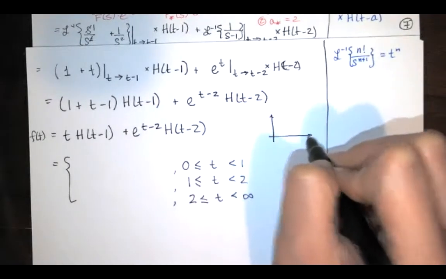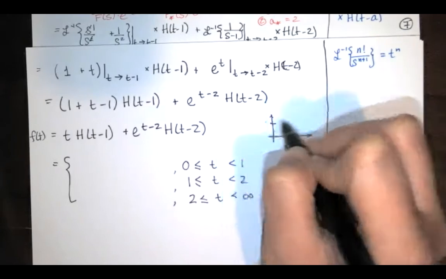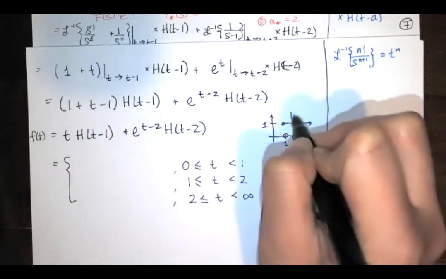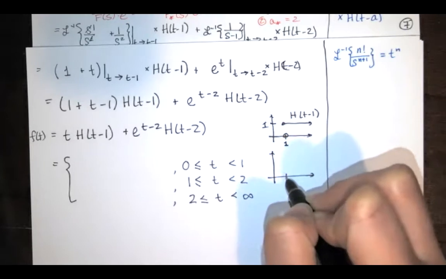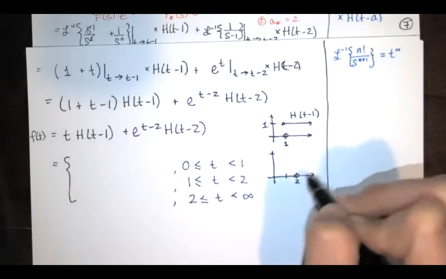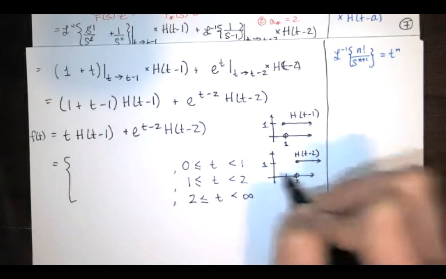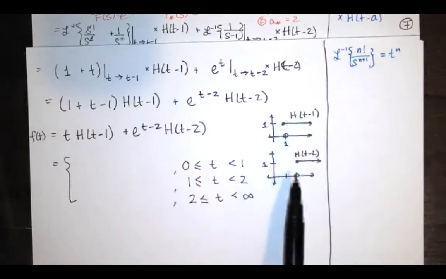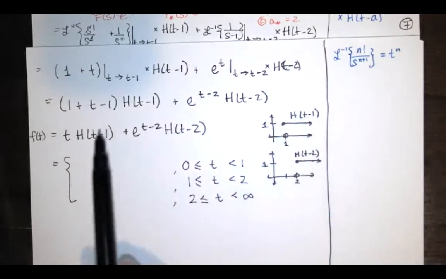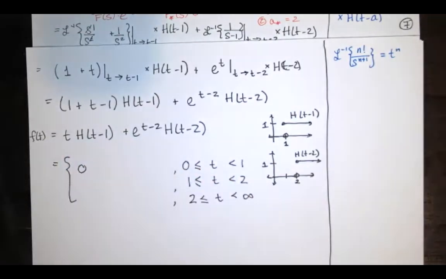remember how these Heaviside functions work. The Heaviside function at t minus 1 is 0 until we get to 1, and then at 1, it's equal to 1. And the Heaviside function at t minus 2 is equal to 0 until we get to 2, and then it's equal to 1. Okay, so on the interval from 0 to 1, both of these are 0. So this is t times 0 plus this exponential times 0, so we just get 0. Not much going on the interval from 0 to 1.